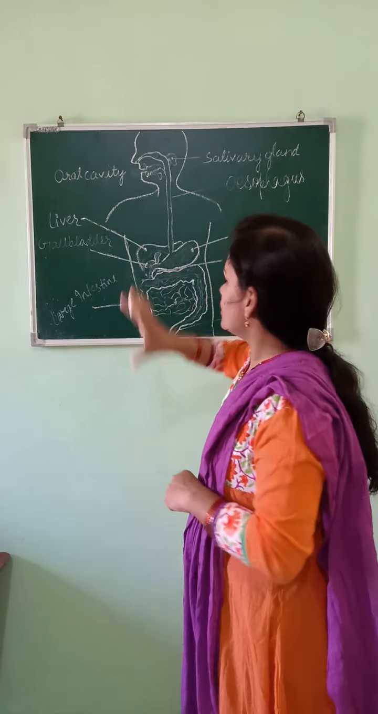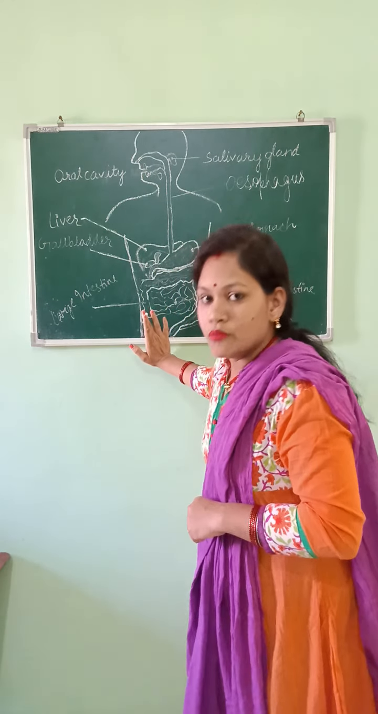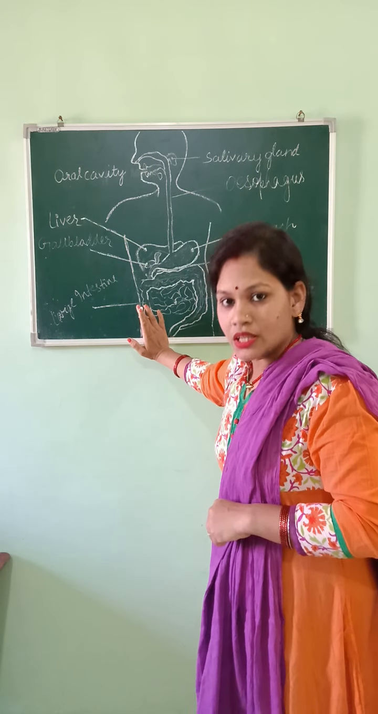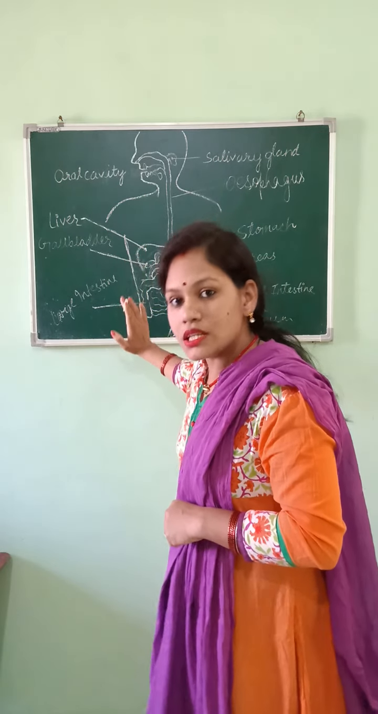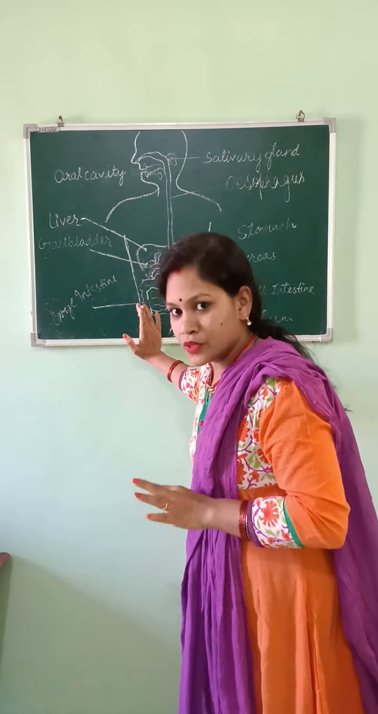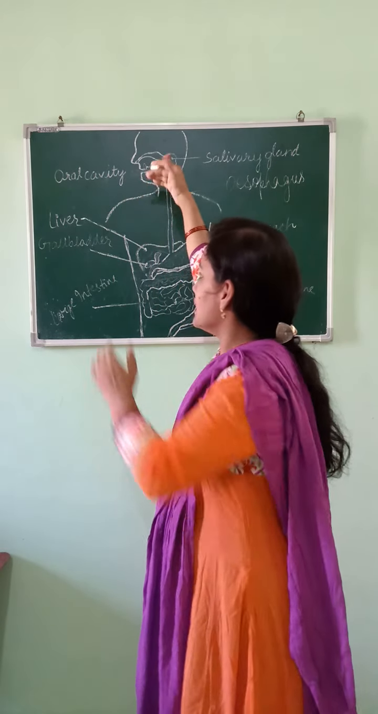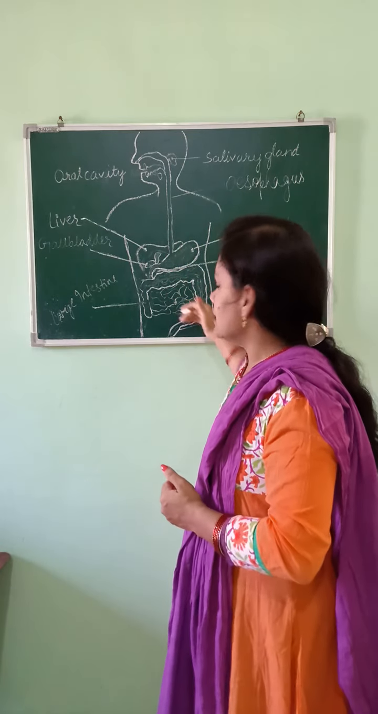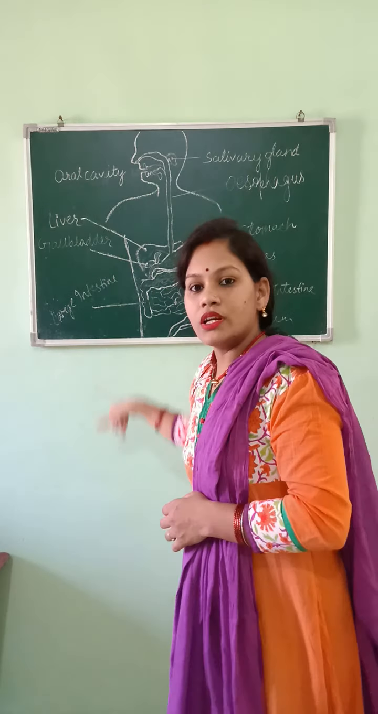So I want to say that this is the alimentary canal. It is also called the food tract. The digestive tract, the food canal, the alimentary canal, all three are the same. It is through this alimentary canal that the food is digested step by step, and it is moving downwards.